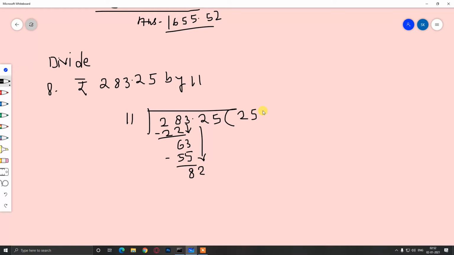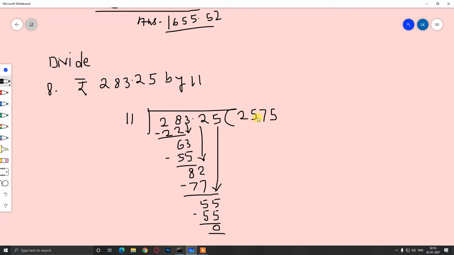So now 11 sevens are 77, subtract it. So we will get here what? 12 minus 7 will be what? 5, and then this will come down. So now 11 fives are 55. So now again if we subtract we will get remainder 0.